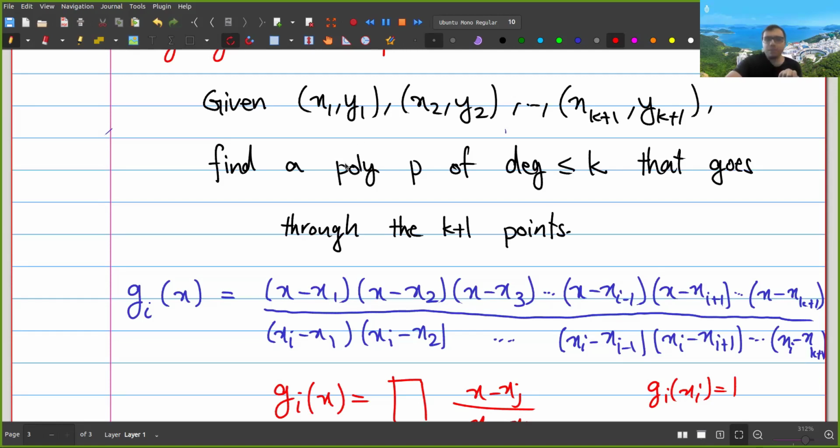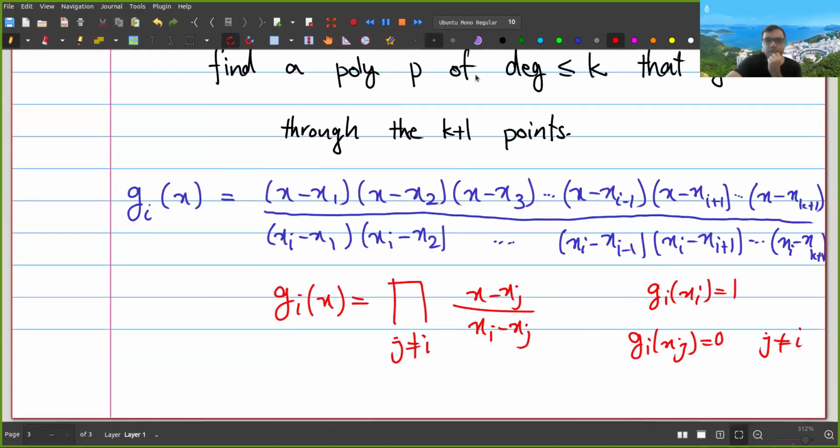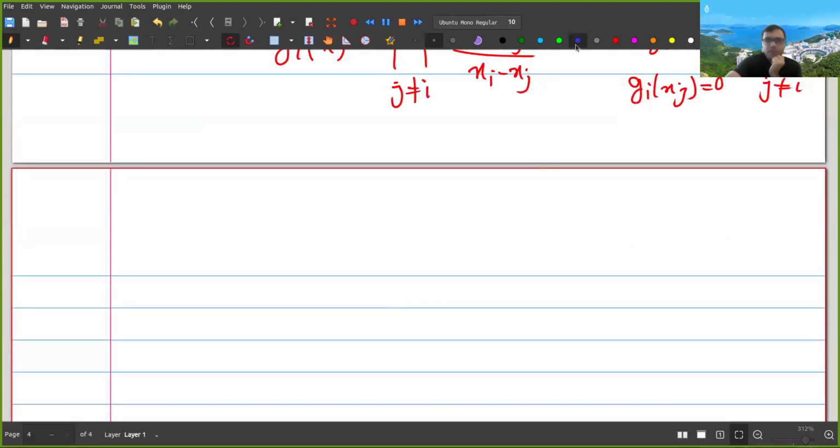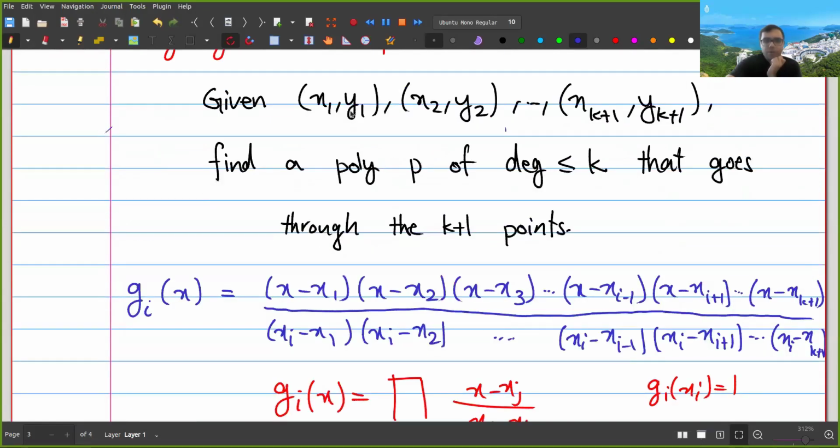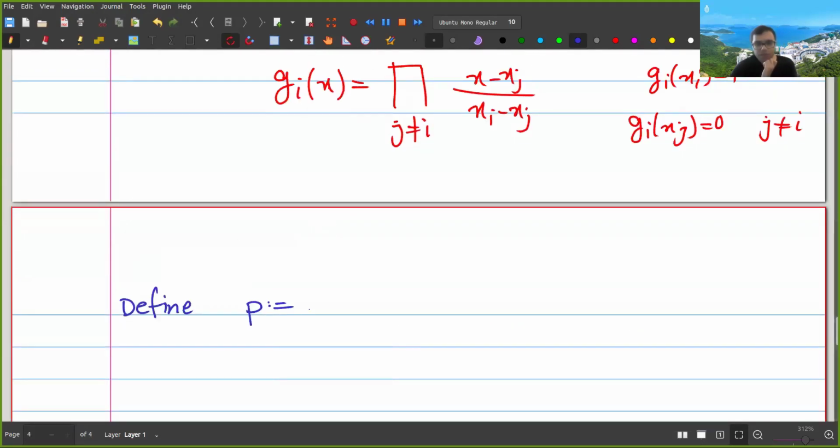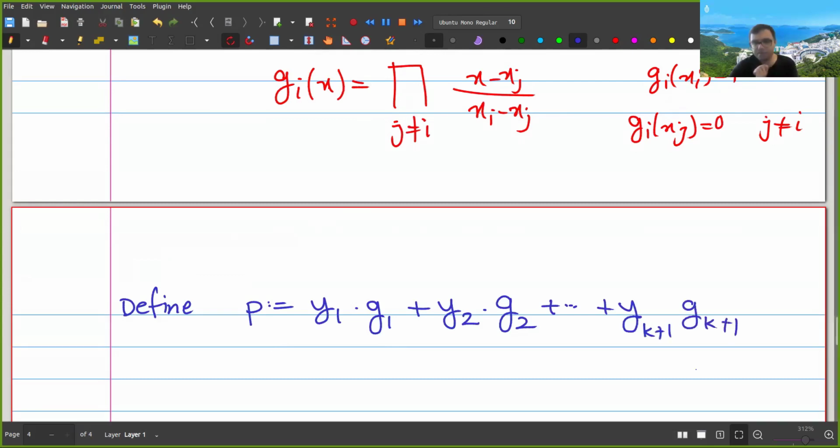So I can combine these polynomials to get a polynomial that goes through all these points, right? So I can just define p like this. Define p to be, well, I'm going to take g1 and I'm going to multiply it by y1. So y1 g1 plus y2 g2, and so on, to y(k+1) g(k+1).